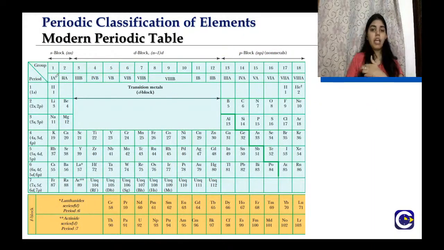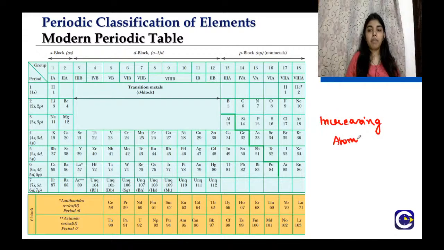Right. So here if you see 1A, then second A, then third B, fourth B, fifth B, sixth B, seventh B, eighth B. Then if you see here, 1A and 1B are separated, right? They are not placed within a particular group. They are separated now. Similarly, second A and second B, third B and third A, right? So this was the classification based upon the increasing atomic number and not increasing atomic weight. This was based on increasing atomic number, that is increasing the number of protons, right?